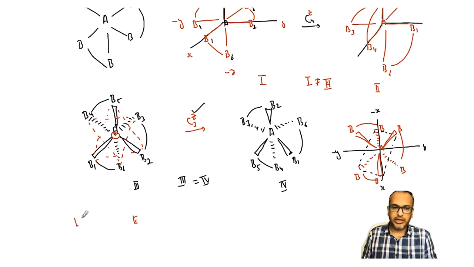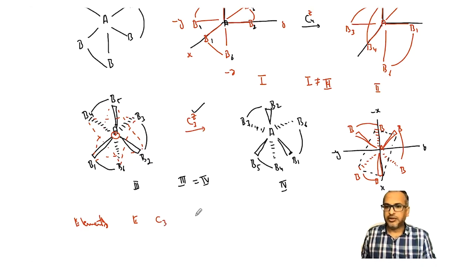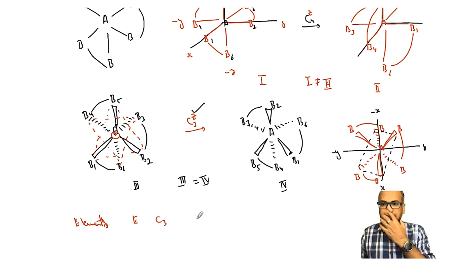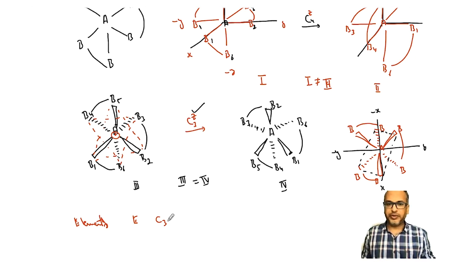So what are the symmetry elements? I have E, then I have C3. Then what else I have here? How many C3 axes are there? That also we can see. How many C3 axes will be there? There'll be one C3 axis.